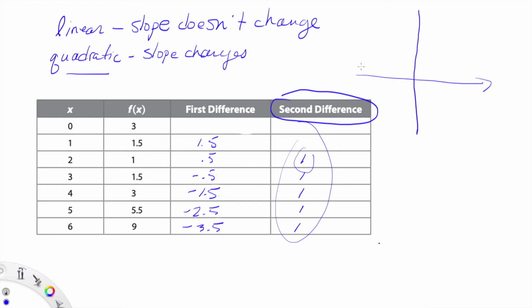So if we actually graph this, it's going to look like this. 0, and then this is going to be 0.5, and then this is going to be 1. Then it goes up again. And just because the second difference is always the same, we can tell that this is going to be a quadratic function with a characteristic quadratic parabolic shape.